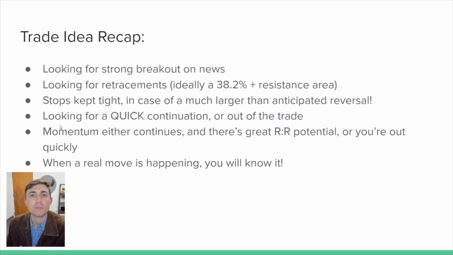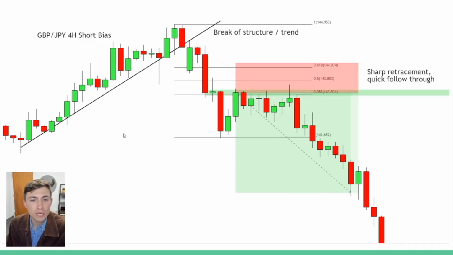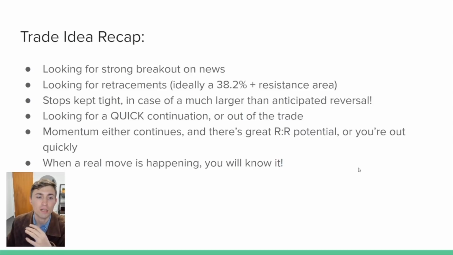Right? Keeping it very simple, back to our pound yen trade, you're entering in here and you're saying, if price doesn't go in the direction of the downside moving really quickly, I'm just going to get out, take my small loss and move on, because we can't get caught trying to short these things and then just holding on to a recovery. We want to short them and see the follow through or get out of there, right? Momentum either continues when there's great risk reward potential or you're out quickly for a controlled loss.